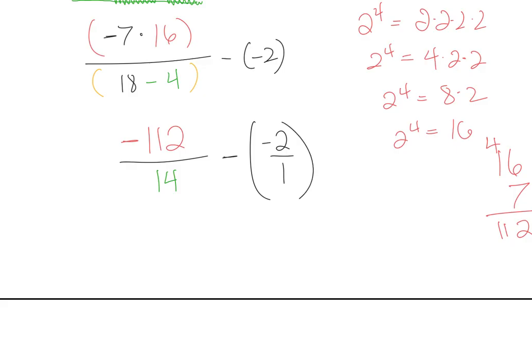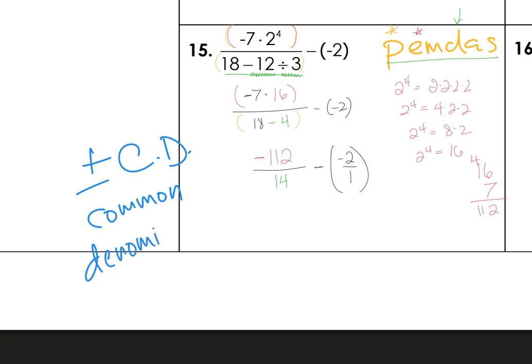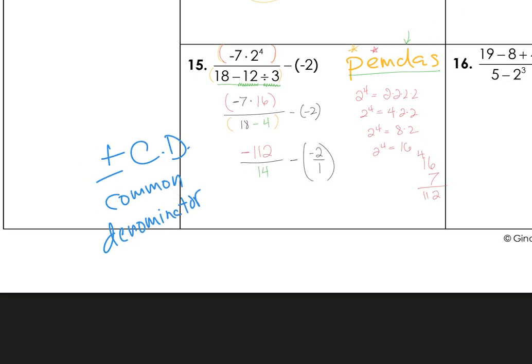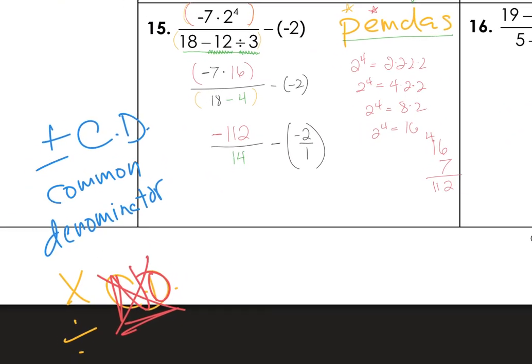Any whole number, really any number, can be written over 1 like that. Now, when you add or subtract fractions, you need a CD. What does that stand for? It stands for common denominator. And if you're like, no, that's not what you taught us. When you multiply or divide, you do not need a CD. No, you do not need one. But we are subtracting, so we need a common denominator.